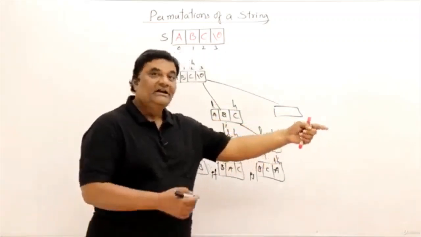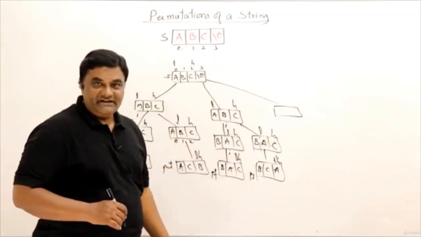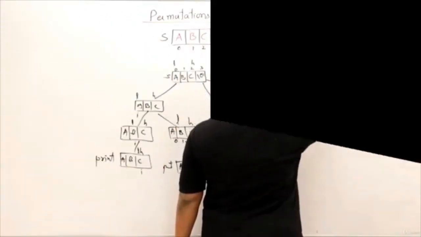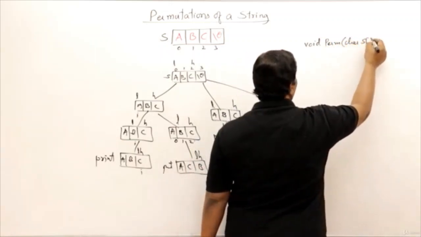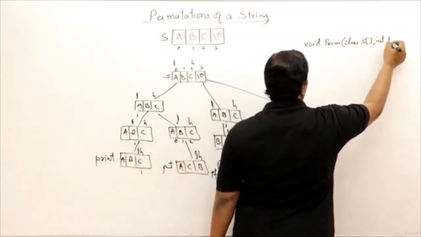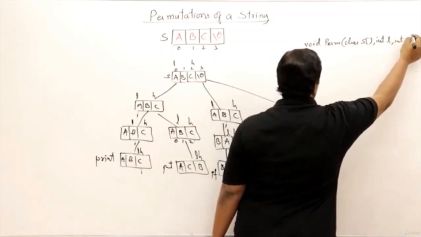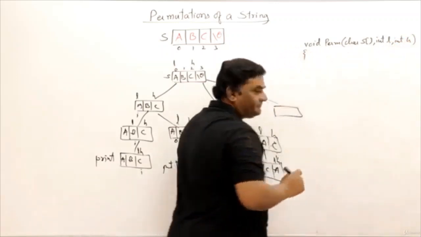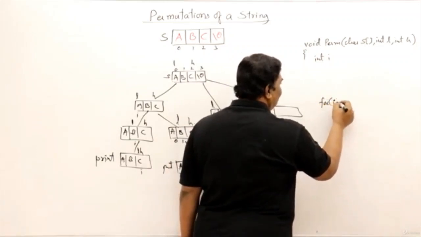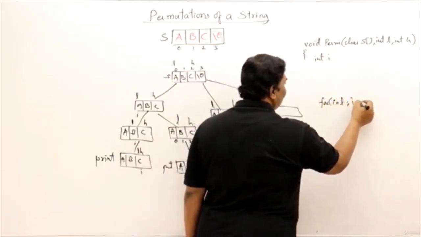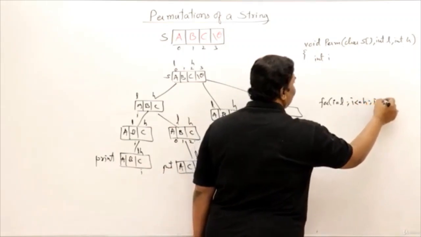I will write on the procedure. Then you look at the tree once again. Void, I will call the function name as PERM, and it should take a string and it should take low as well as high. Next, I need a variable. Then now here I will write on a for loop for scanning I from low, I is less than equal to high, I plus plus.